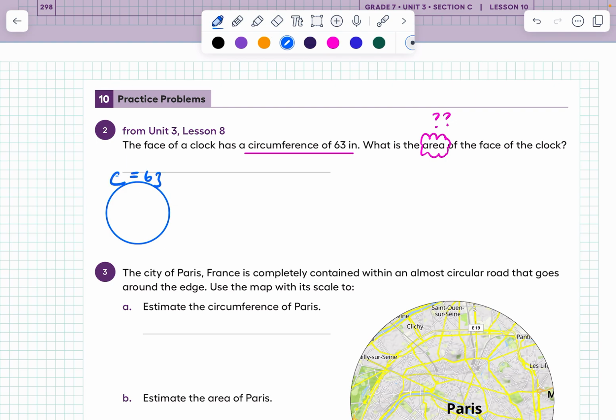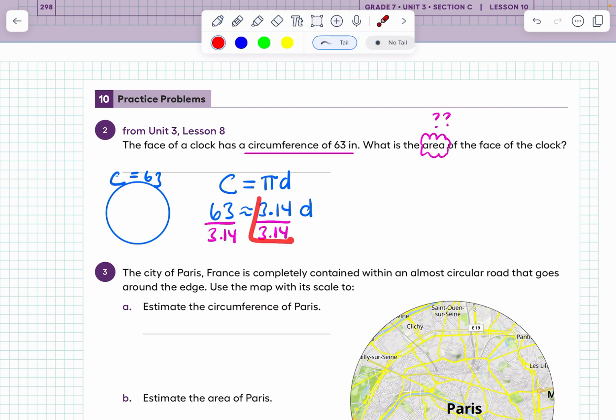Okay, so I know that my formula for circumference is C equals pi d. So I know the circumference is 63, so I'm going to plug that in. And I have 63 is approximately equal to 3.14d. So I do want to solve for the diameter, because if I solve the diameter, I can solve the radius. So what I need to do to both sides is divide by 3.14. And this cancels right here since it equals 1. And I have d to be approximately 20.